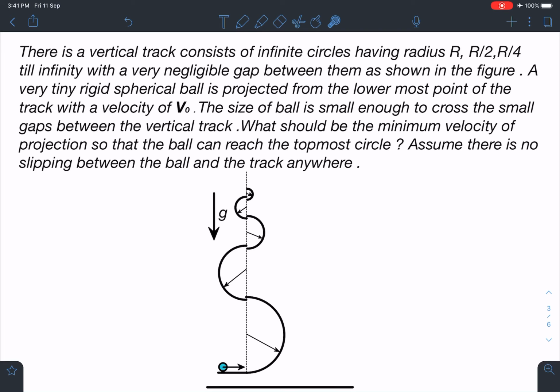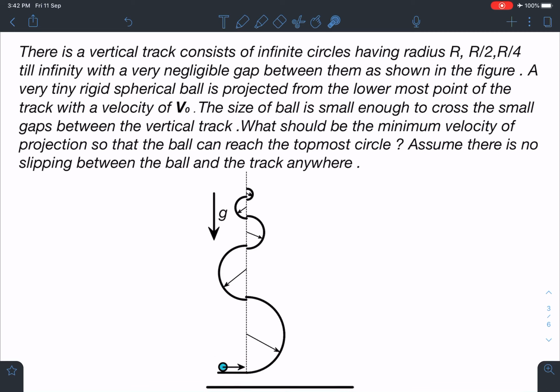There is a vertical track consisting of infinite circles having radius of r by 2, r by 4, till infinity, with a very negligible gap between them as shown in the figure. A very tiny rigid spherical ball is projected from the lowermost point of the track with a velocity v naught.